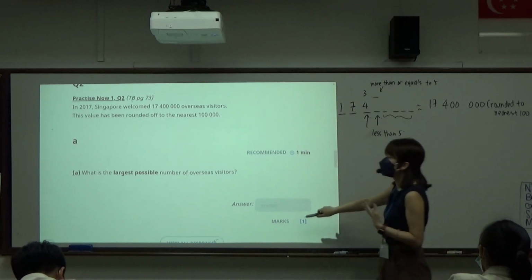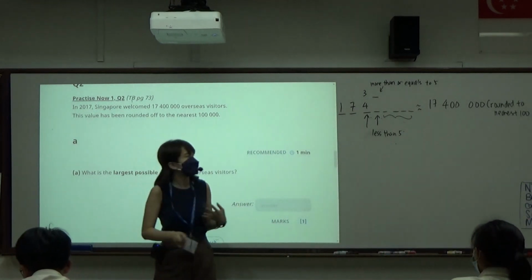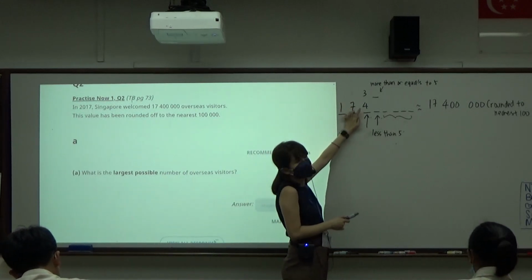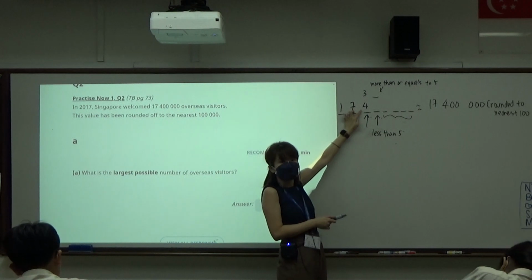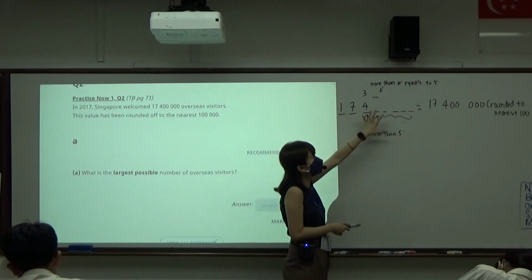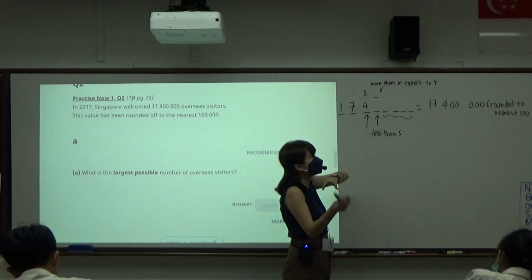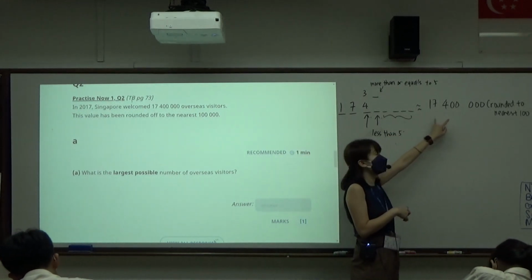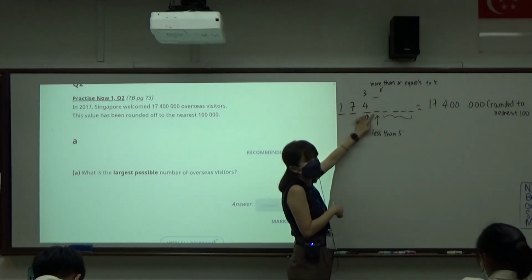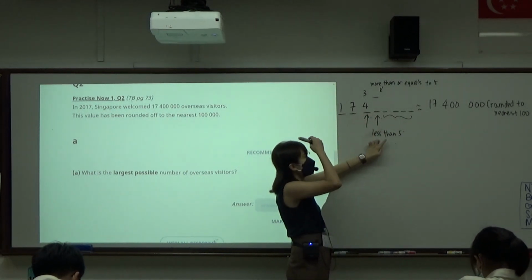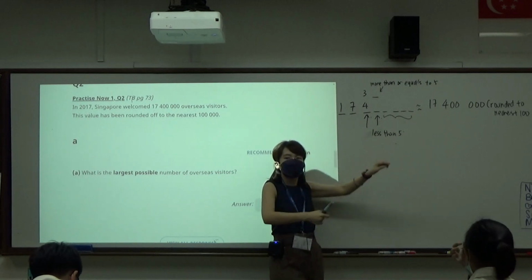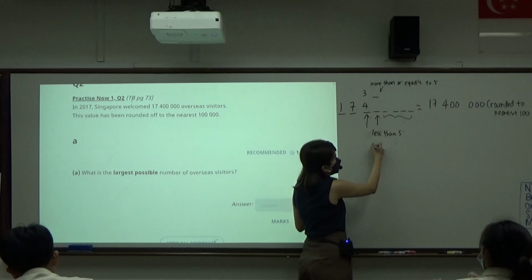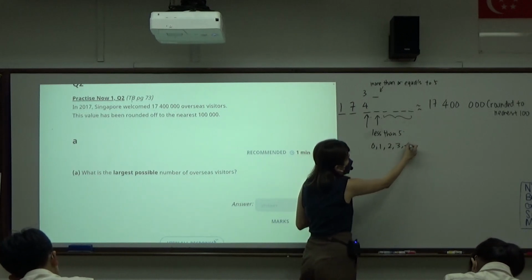Now, in part A, the question is asking for the largest possible. Between 3 and 4, the largest possible would definitely have to come from 4 itself. So we're looking at the original number being rounded down to achieve this 17,400,000. If you're rounding down, this digit must be anything less than 5. But we're trying to get the largest possible. Less than 5 means it can be 0, 1, 2, 3 or 4.